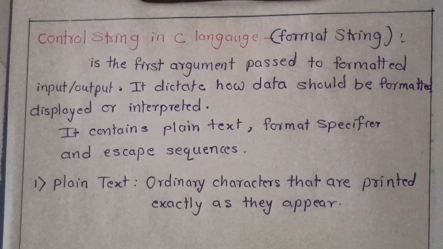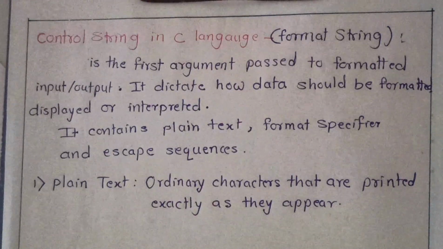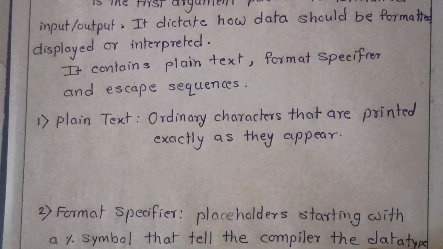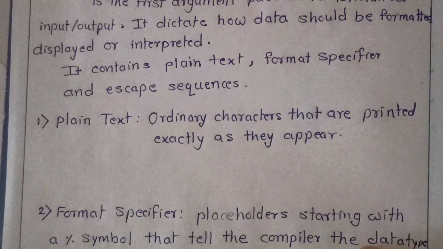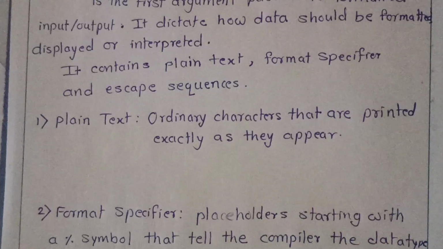One by one we will see these. First is plain text. Plain text means ordinary characters that are printed exactly as they appear. Suppose you want to print some sentence or string as it is, then you use plain text, a character string.